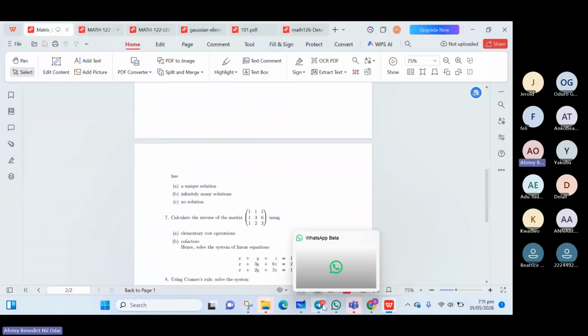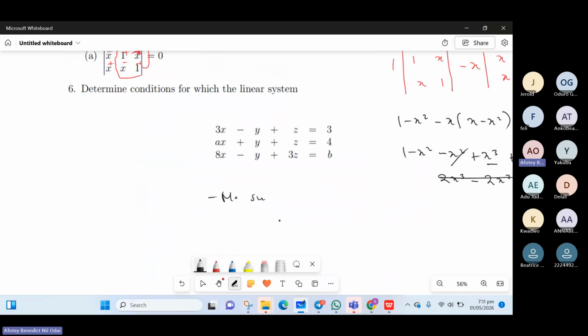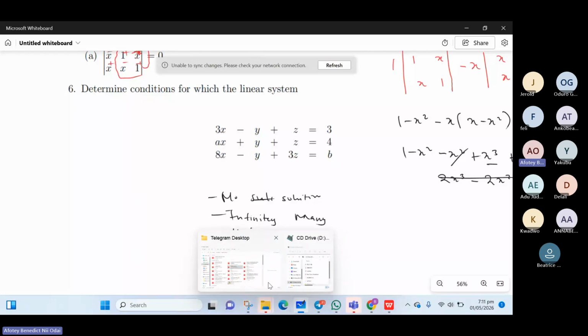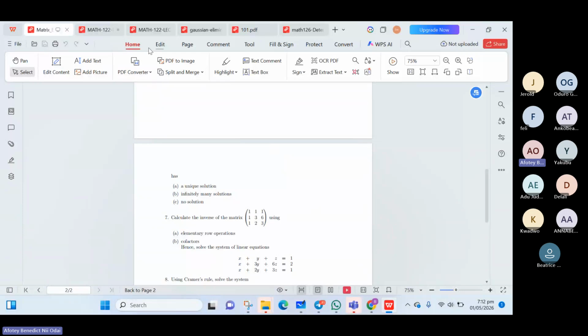So let's solve this together. Where is my board? So the conditions are no solution, infinitely many solutions, and unique solution, right? And for the assignment that we had for last week's class, let me try and get it.